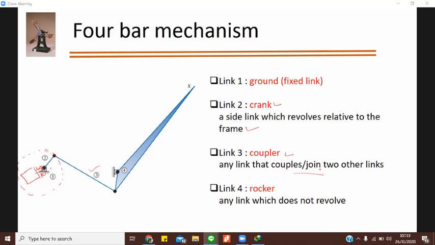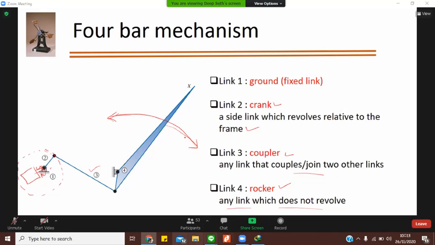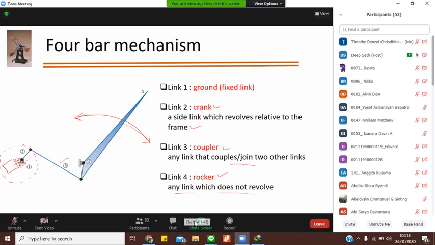And then we have a rocker. Any link which does not revolve. When you see this mechanism, you will see it is not completely rotating. It's actually making some oscillatory motion. It will go till here, then it stops, and then it will come back over here, stops, and comes back. So it oscillates. That's why it's called a rocker.